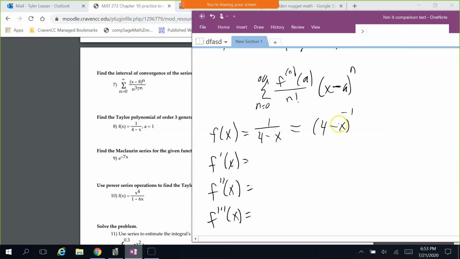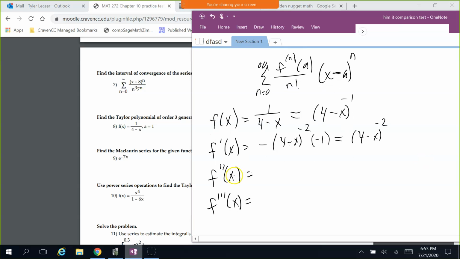Okay, so the first derivative, we're going to have to do a chain rule here. We're going to bring down the negative 1, leave the inside alone, and then take 1 away from the exponent to make it negative 2. But don't forget to also multiply by the derivative of the inside, which is going to be another negative 1. So simplifying it down, these two negative signs are going to cancel out. We get 4 minus x to the negative 2.